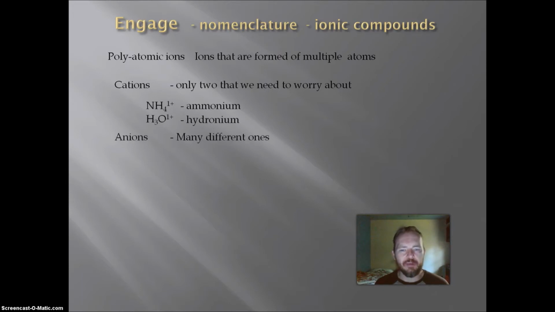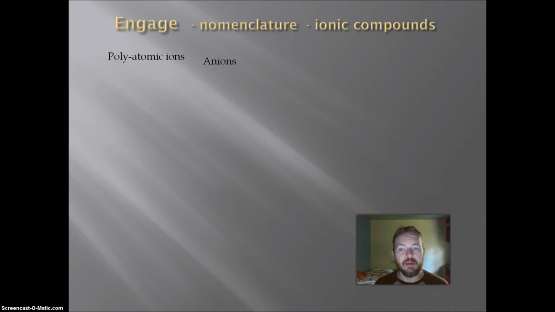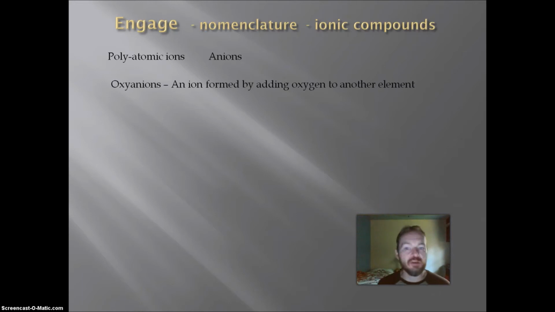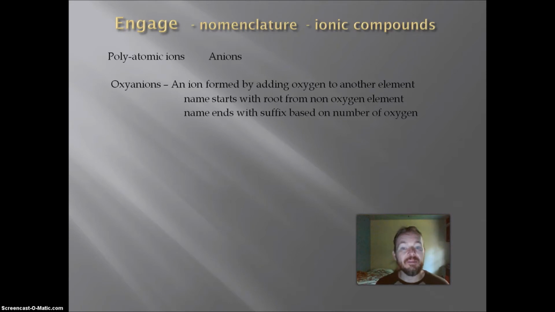For the anions, there are many different anions, and that's really what the focus of this is going to be. So we're going to be looking at polyatomic ions, the anions. And the first category are called oxyanions, which is an ion formed by adding oxygen to another element. And when we try to name it, the name starts with the root of the non-oxygen element. So if there is chlorine in there, it gets the root chlor. If there's phosphorus, it gets phos. If there's sulfur, it gets sulf. And then the name is going to end with a suffix based on the number of oxygens that are present in the ion.